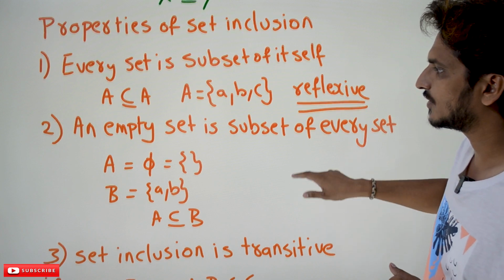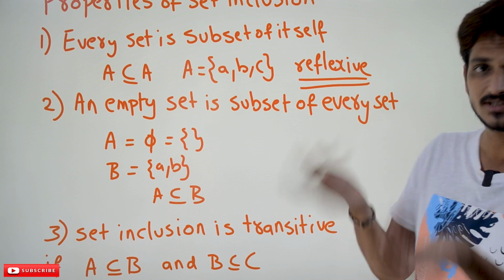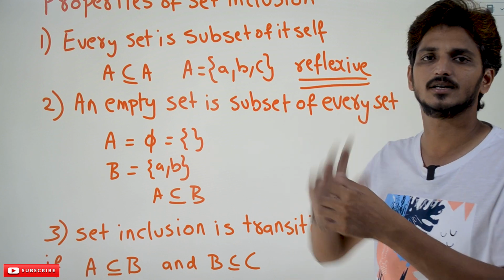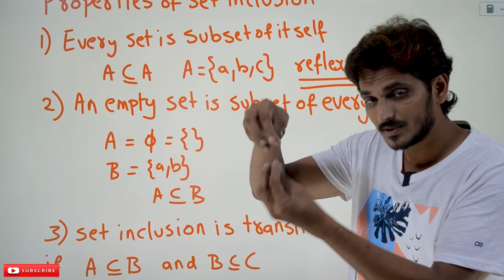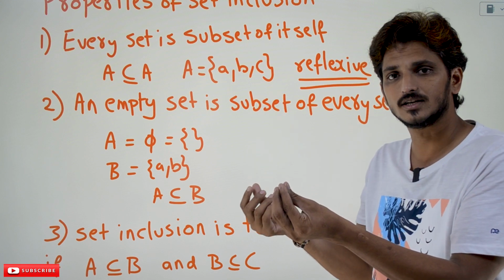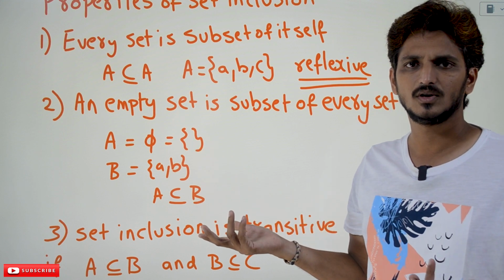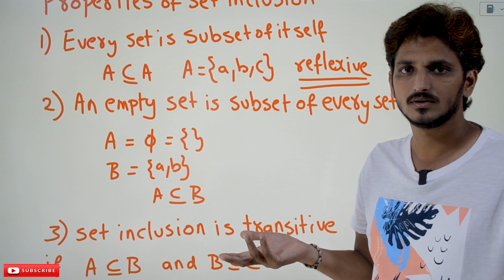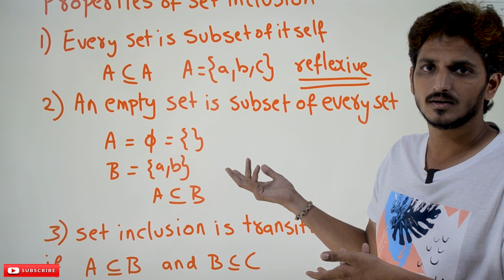Now coming to the second property: an empty set is a subset of every set. You take any set, the empty set is a subset of it. Why? Because what does the condition say? Whatever elements are present in the first set should be present in the second set. If there are no elements, what happens? The definition does not say anything about that case, which means it is satisfying the condition.